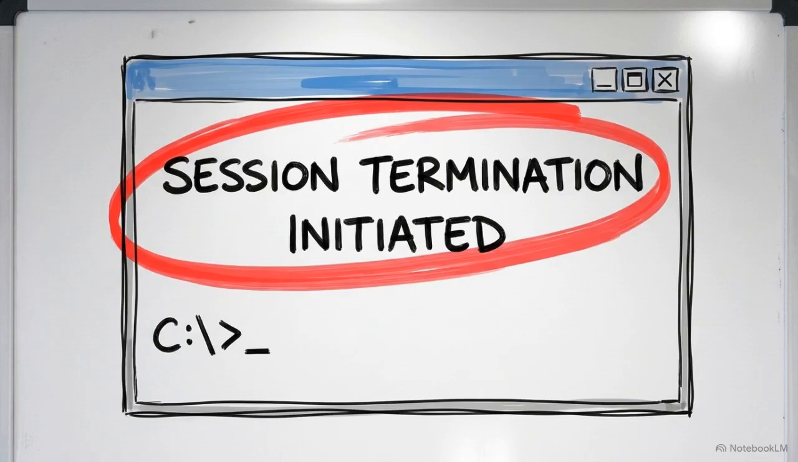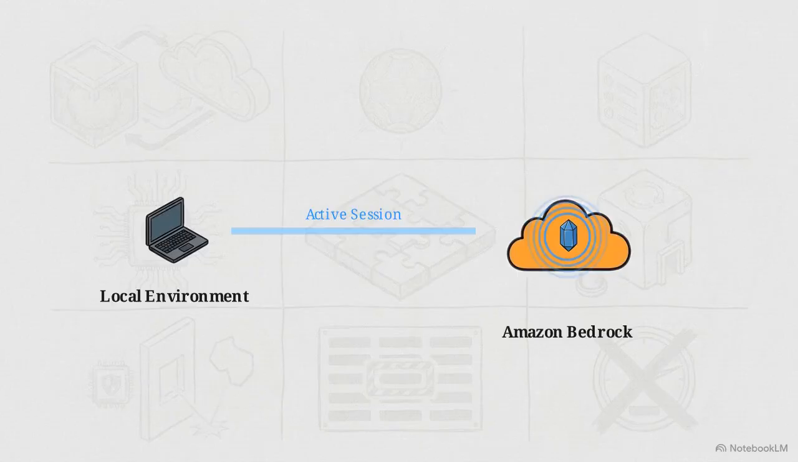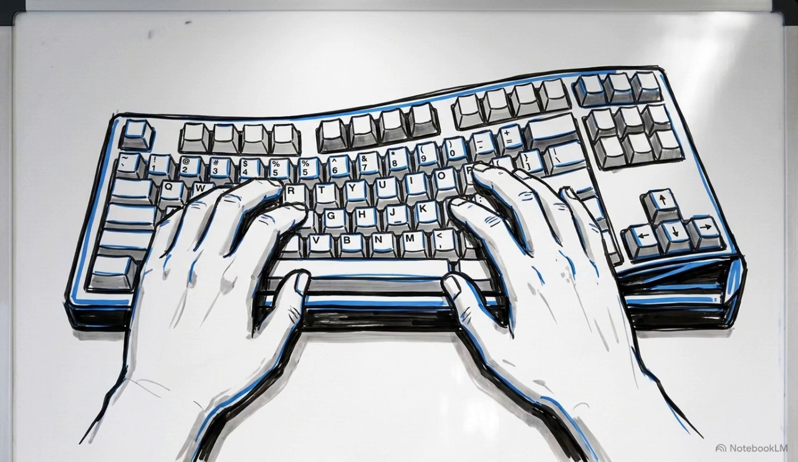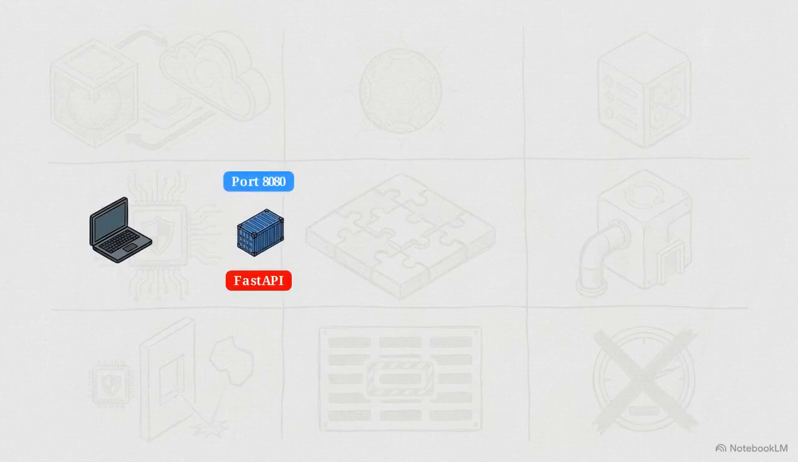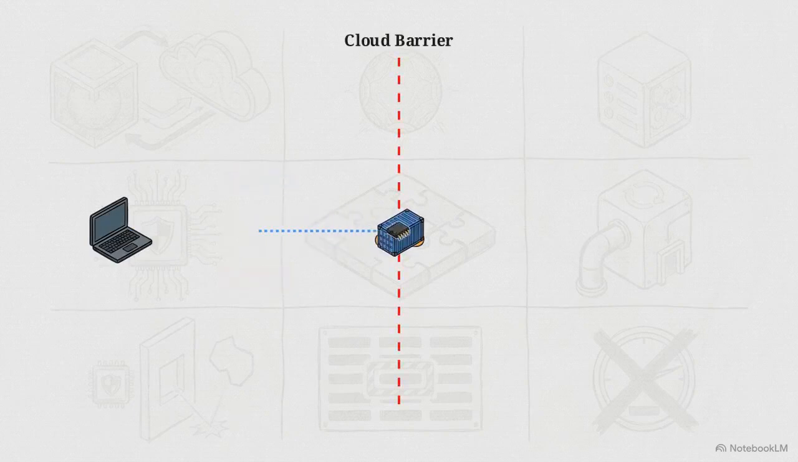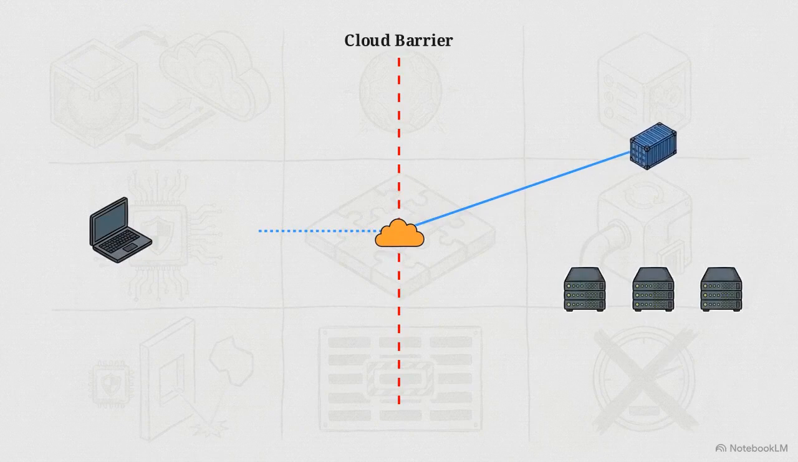Create one final script called stop_runtime_session.py. Execute it in your terminal to proactively kill the active connection and shut the runtime down. Mastering this manual lifecycle management proves you have absolute control. You built a custom AI environment locally, pushed it through the cloud barrier, and managed the exact infrastructure it runs on.